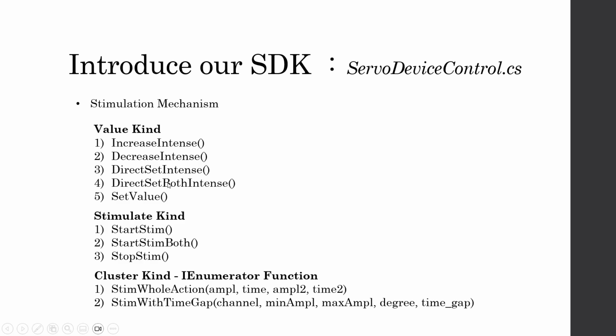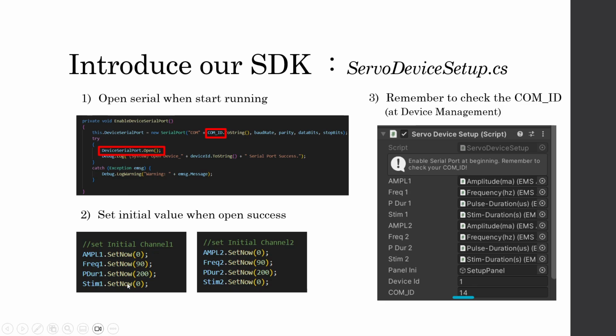And the set value function, just like on the last page, you can see I can use this function to set many kinds of attributes, such as amplitude, frequency, and pulse duration, or about stimulation. And in this device, actually you can only set the value of amplitude and stimulation times. Okay. The frequency and the pulse duration you need to set on the TENS device.